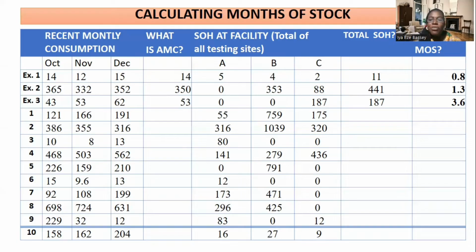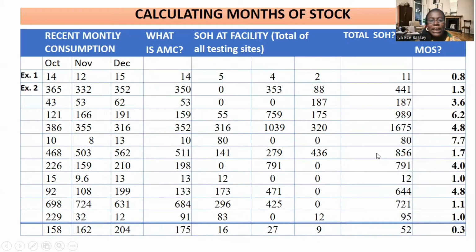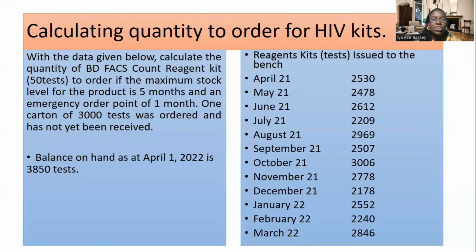Okay, so if you have done that successfully, you should have something that looks like this. You can press the pause button and compare what you have with what I have. If you have this kind of answer, I would like to say congratulations. At least I am assured you can calculate months of stock if you are given that kind of problem. All right, so this is it. I've used the same method all through and gotten the answers that I've gotten. So let's move to the next question.